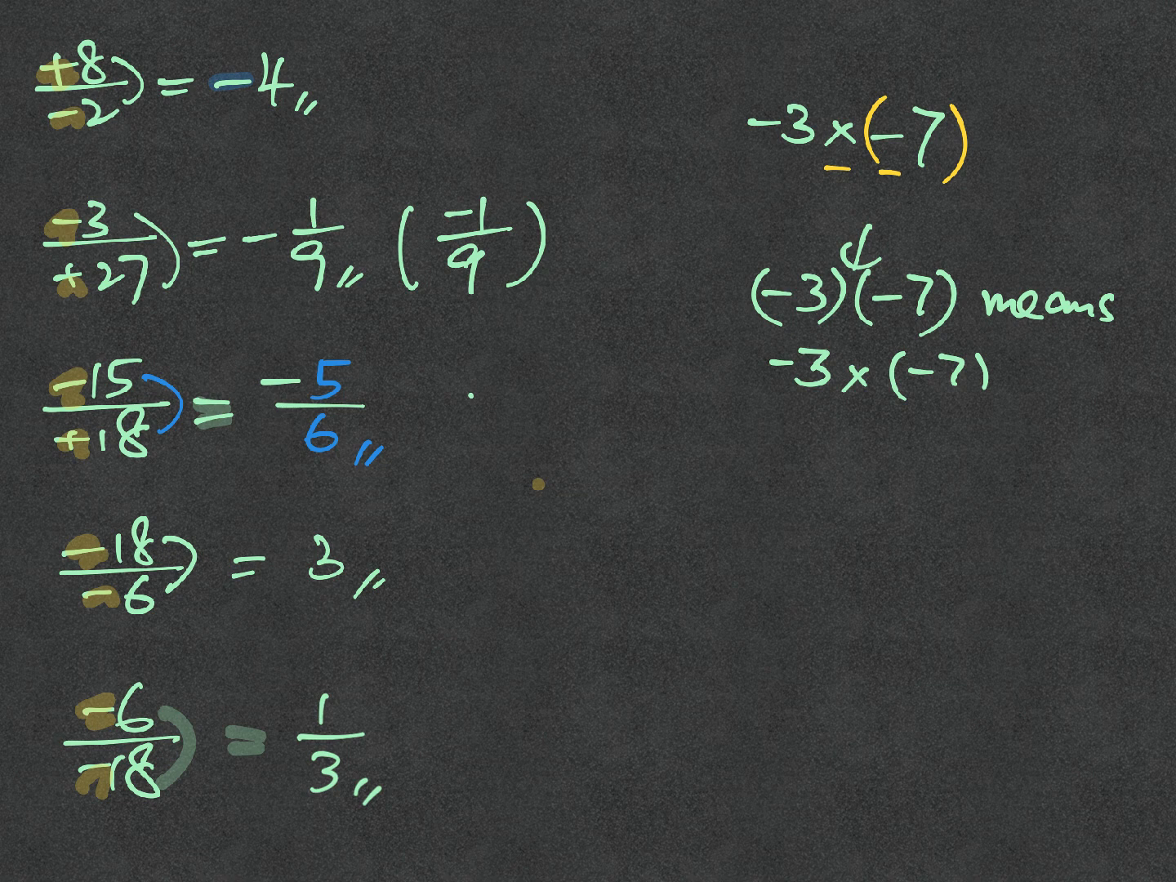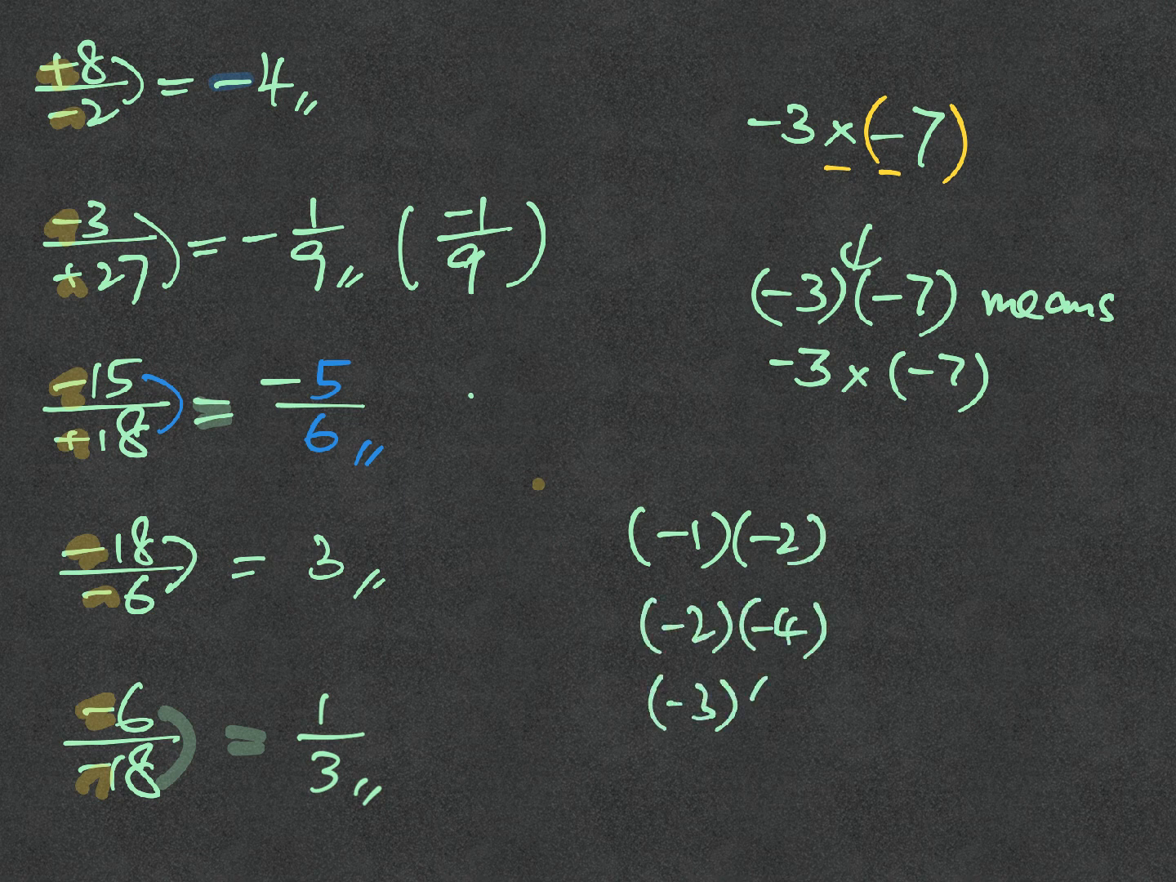So if you understand the idea, how about you try these two questions? Can you tell me what is negative 1 times negative 2, negative 2 times negative 4, or simply negative 3 times negative 4, once again?